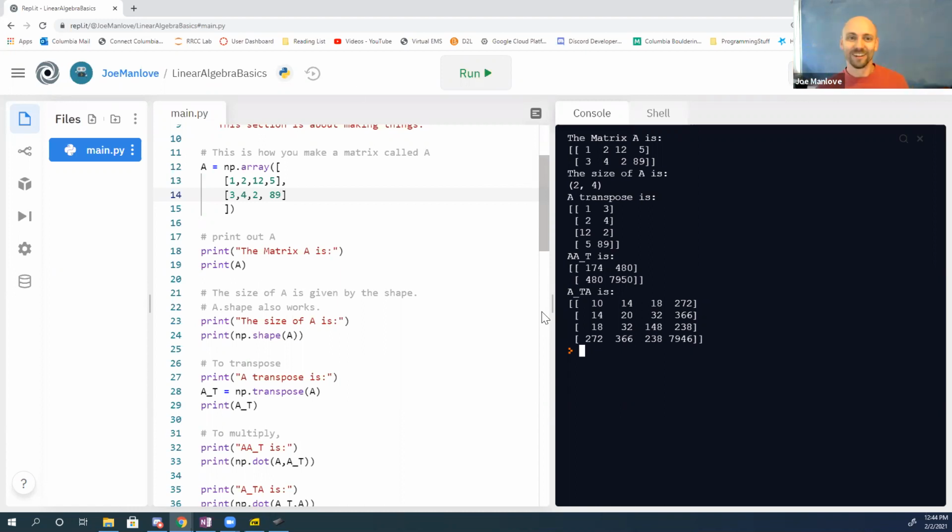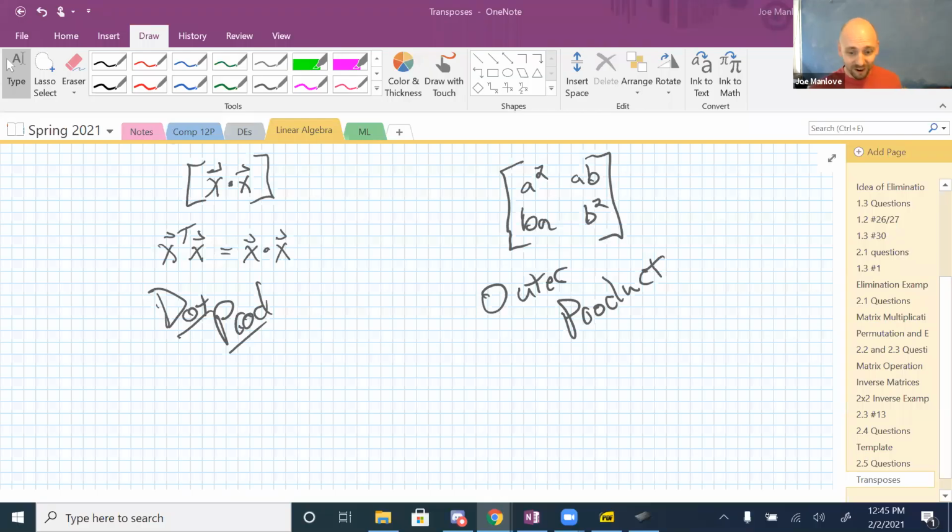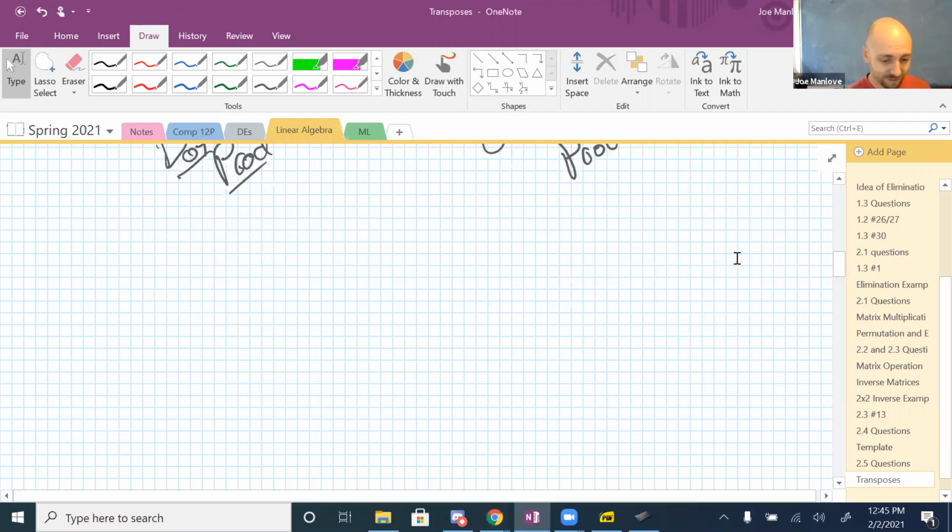Okay, so let me switch back here. All right, so this motivates me to do something a little funky. I'm going to define a new word. The new word I'm going to define is symmetric.